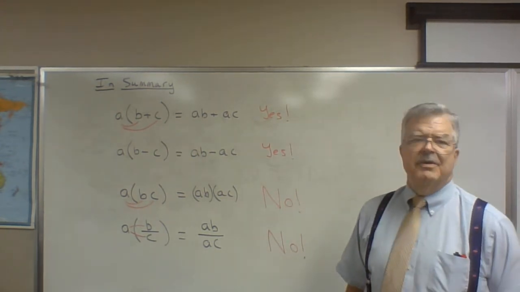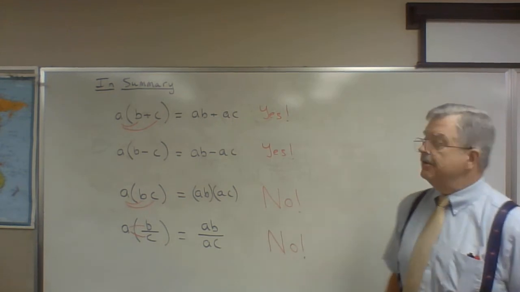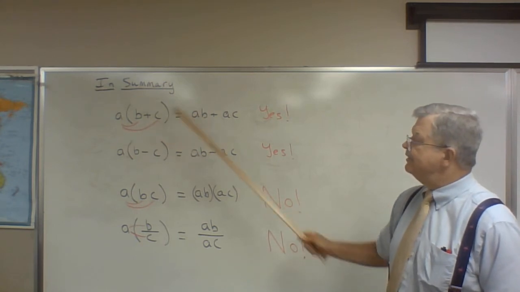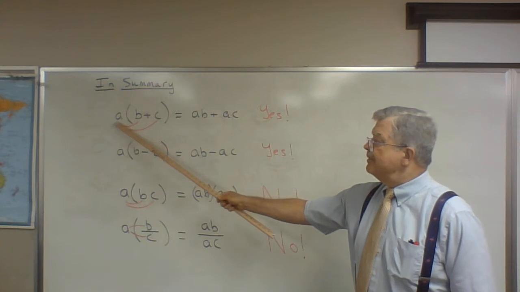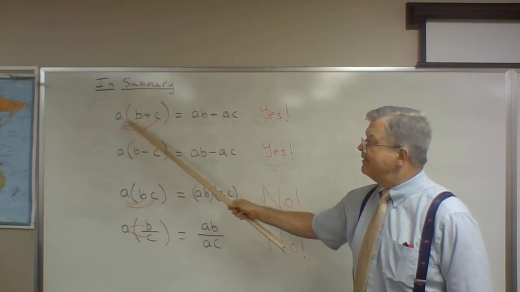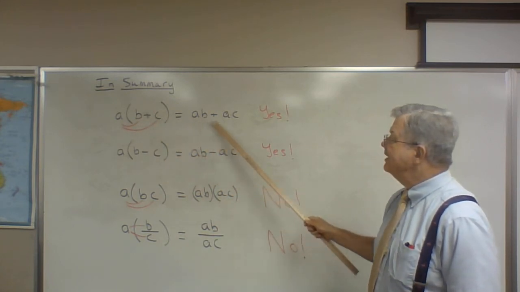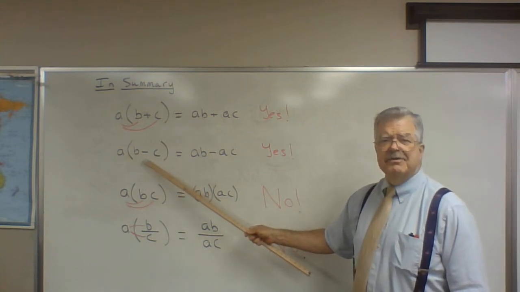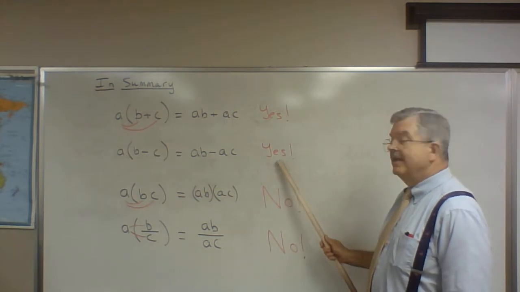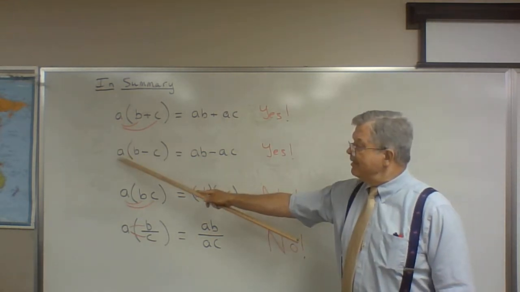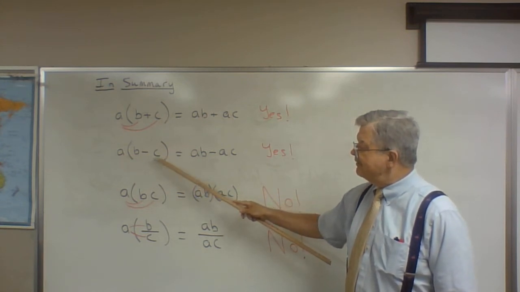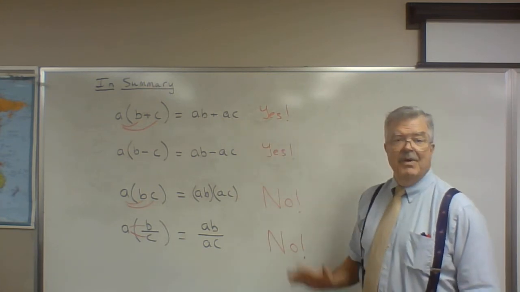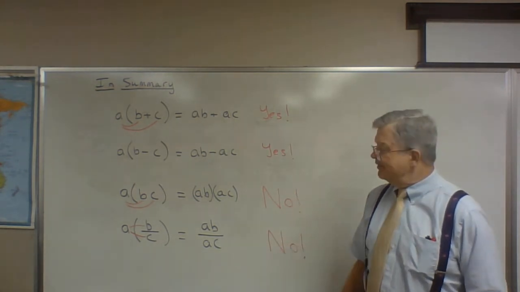Okay, in summary, let's note in pictures what we can and what we can't do. If we have a multiplier times the sum of two terms in parentheses, yes, we can distribute that multiplier to each term. A times B, A times C, and we can add them together. If we have a multiplier times the difference of two terms in parentheses, yes, we can multiply the multiplier times each term of the difference and subtract. These we can do. We want to do them whenever the opportunity presents itself.